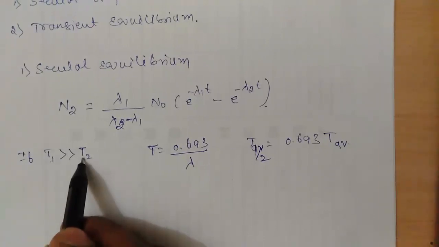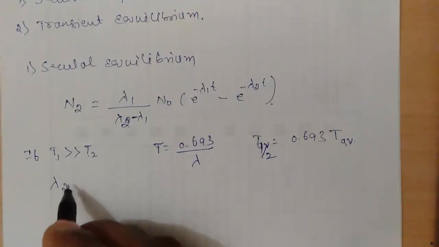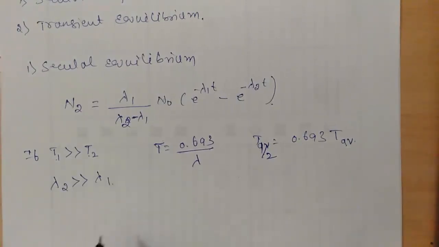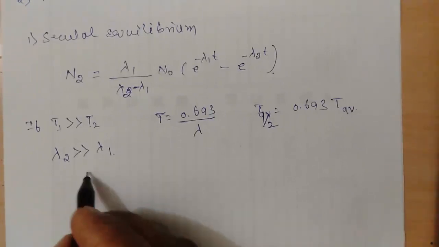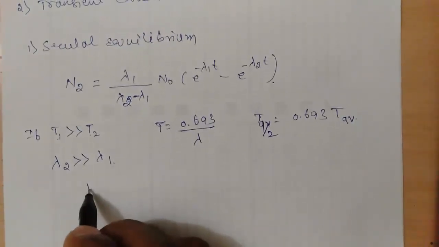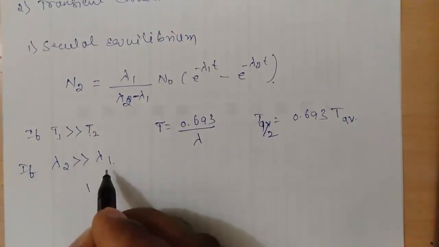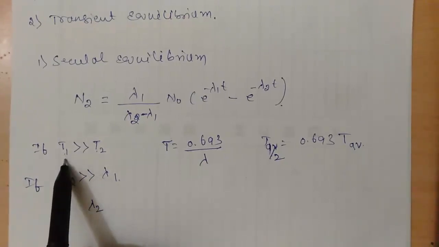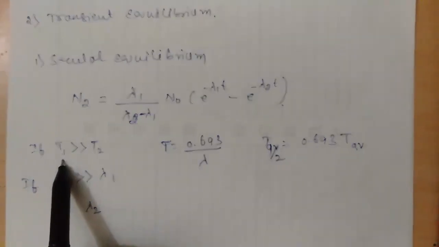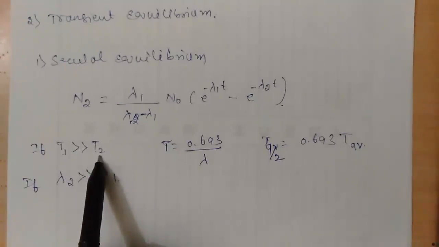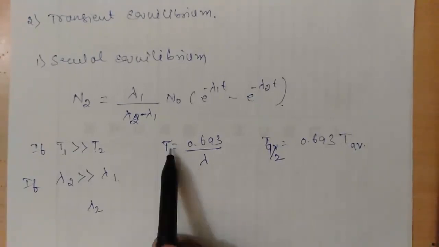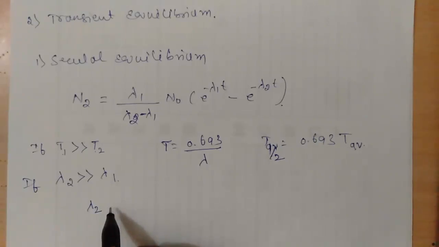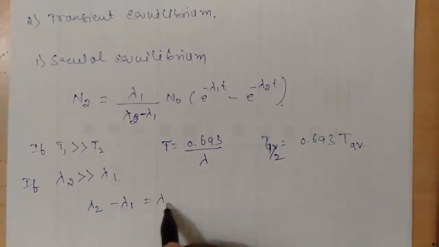So therefore, if T1 is very much greater than T2, then lambda 2 will be very much greater than lambda 1. So therefore, we have the equation as: if lambda 2 is very much greater than lambda 1, then, see, here we have taken T1, that is the average life of the parent, is very much greater than that of the daughter. Since T and lambda are inversely proportional, lambda 2 will be very much greater than lambda 1, such that lambda 2 minus lambda 1 will be equal to lambda 2.